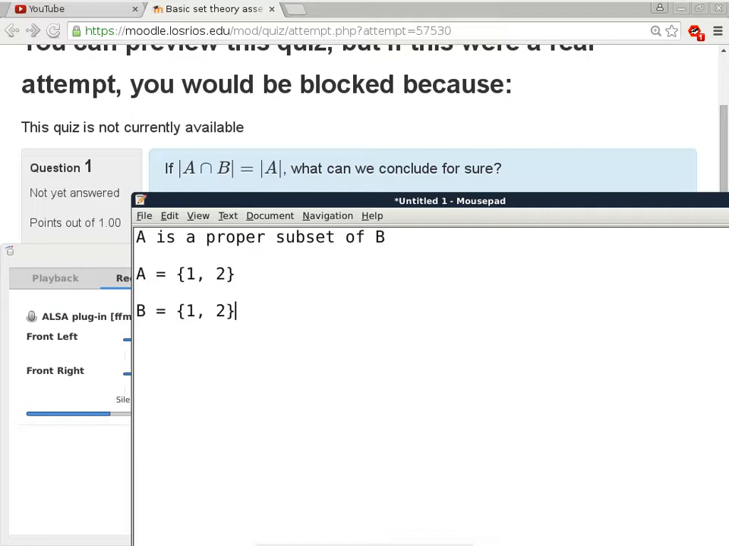This question is asking, if I tell you ahead of time that the intersection of set A and set B has exactly the same elements as set A, what can you conclude? You cannot conclude that A is a proper subset of B because this is a counterexample. We know it has to be a subset, but it can be the case that it's not a proper subset. Is that okay?